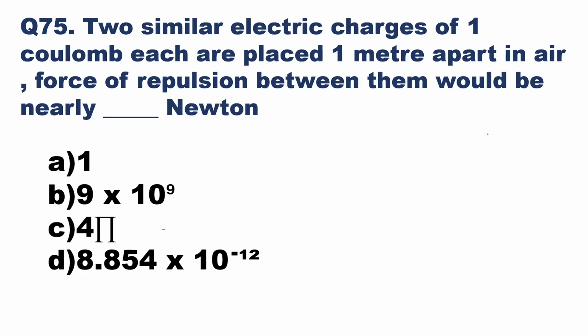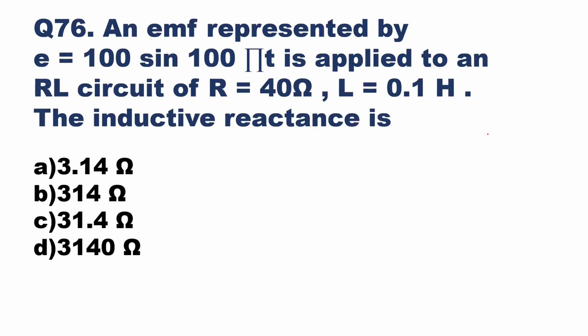Two similar electric charges of 1 coulomb each are placed 1 meter apart in air. Force of repulsion between them would be nearly dash Newton. So when two similar electric charges of 1 coulomb are placed 1 meter apart, the force of repulsion between them will be 9 into 10 to the power of 9 newtons. So option B is the right answer, 9 into 10 to the power of 9 newton. Then we'll go to next question.